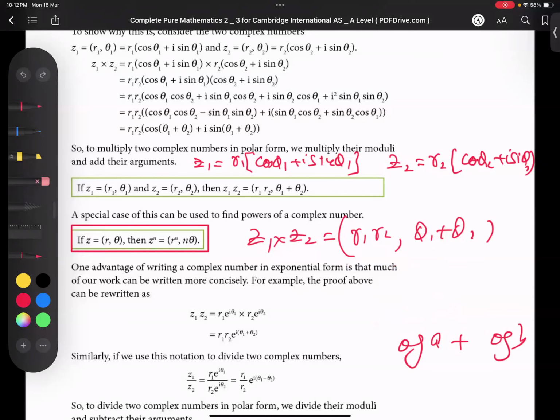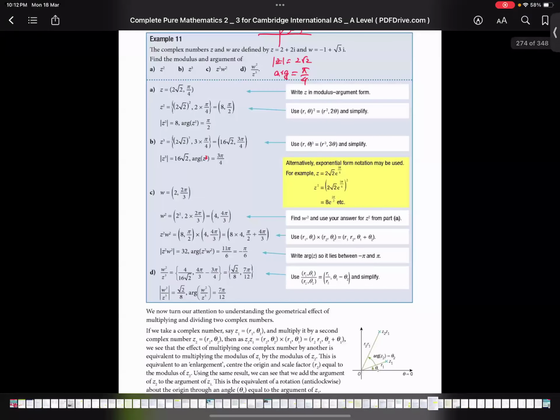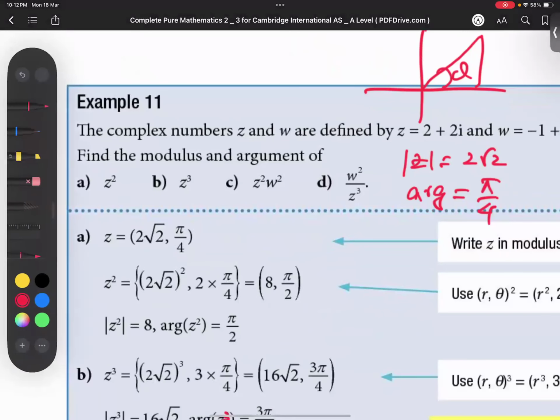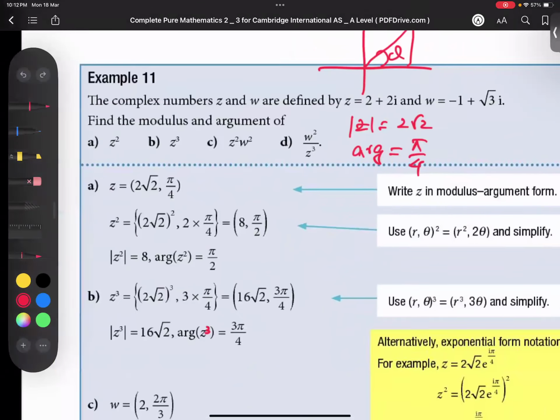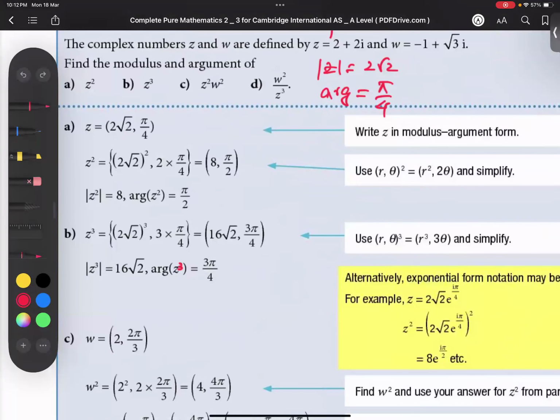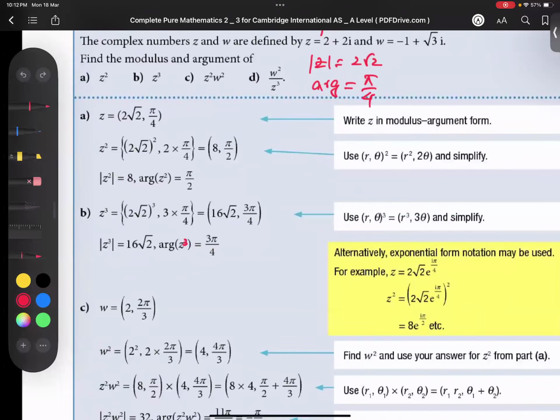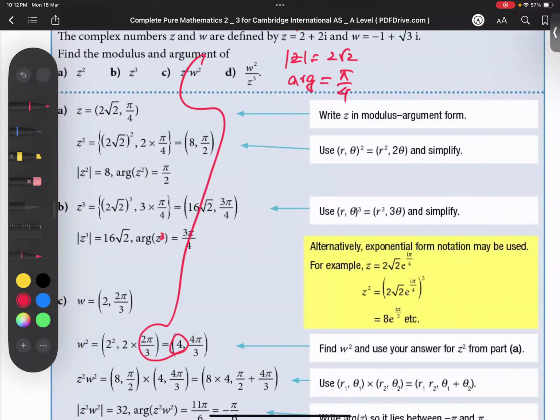So I want to show some examples, then you realize this situation. Let's see these two questions we have here. In this concept, we have a z square available here and w square available here. I'm going to show you z square. Z square is available here: its modulus is 8 and its argument is pi by 2. Similarly, w square has modulus 4 and argument 4 pi by 3.